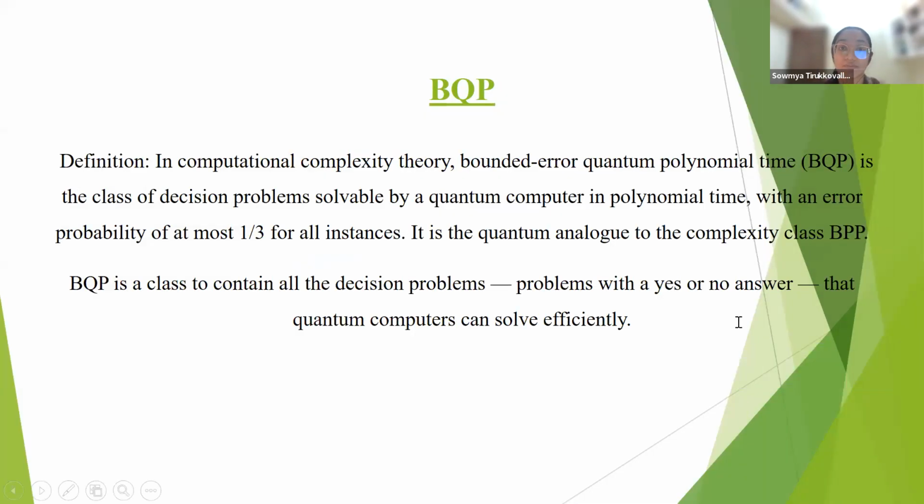So let's talk about BQP. It's known as bounded-error quantum polynomial time in computational complexity theory. It's a class of decision problems solvable by a quantum computer in polynomial time with an error probability of at most 1/3 for all instances. It's the quantum analog to the complexity class BPP. BQP contains all decision problems with a yes or no answer that quantum computers can efficiently solve.